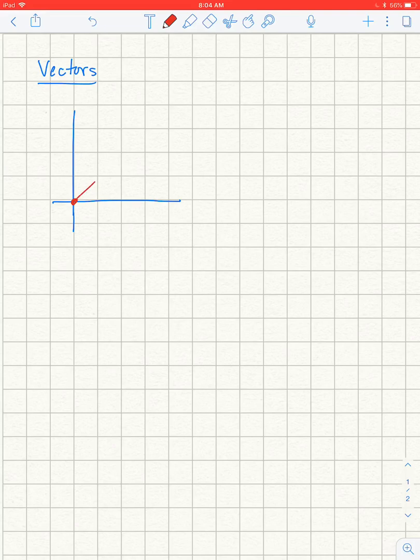So say this is my vector. Actually, let's do a little bit different. Let's have my vector go to here. Okay, so say this is my vector, and this is the terminal point. So you have an initial point, in our case 0, 0, terminal point, which would be 4, 2.